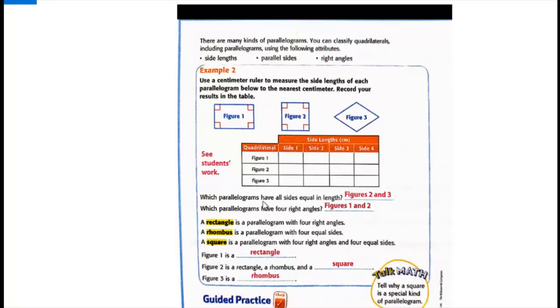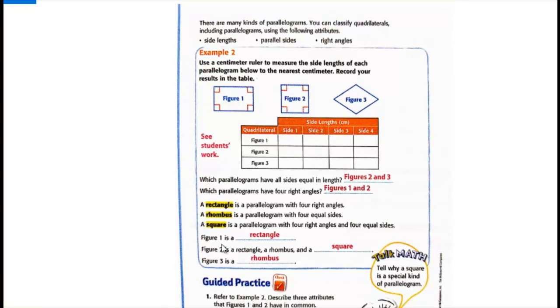Okay, so here, which parallelograms have all sides equal in length? We will say figures 2 and 3. Which parallelograms have four right angles? We will say figures 1 and 2. Here, figure 1 is a rectangle. Figure 3 is a rhombus.